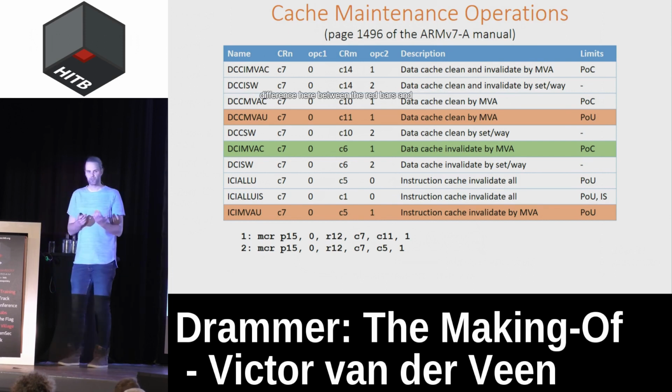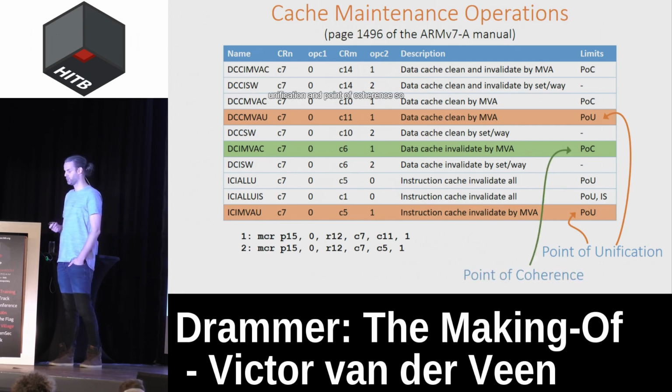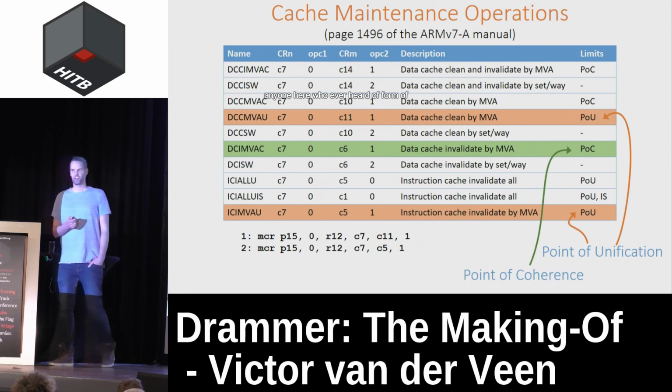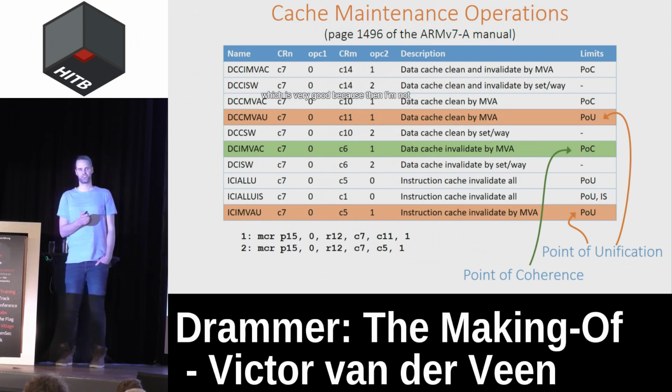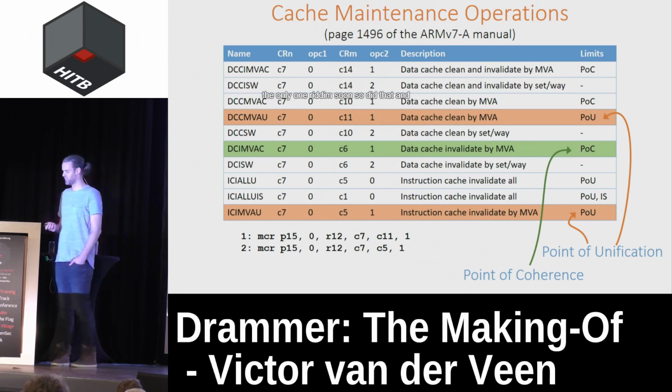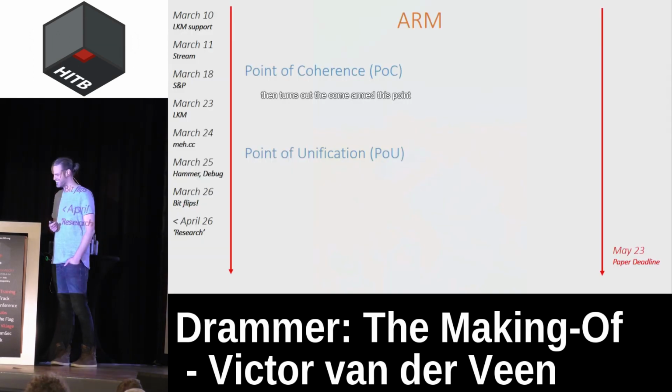The difference here between the red bars and the green bar is this field, POU, point of unification, and point of coherence. So anyone here who ever heard of point of unification versus point of coherence? Which is very good, because then I'm not the only one. Read the manual. So I did that.